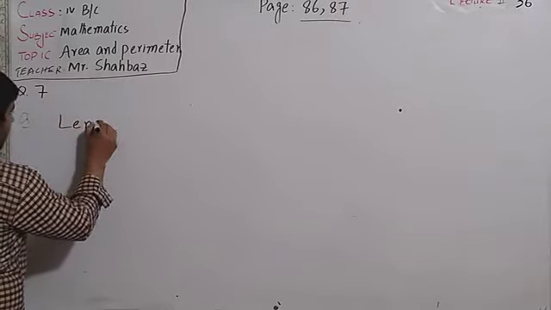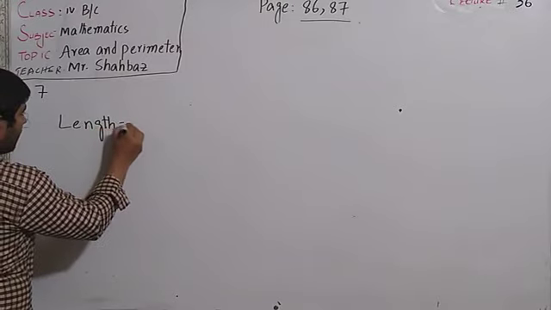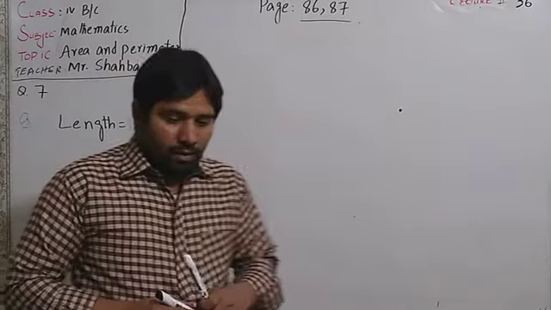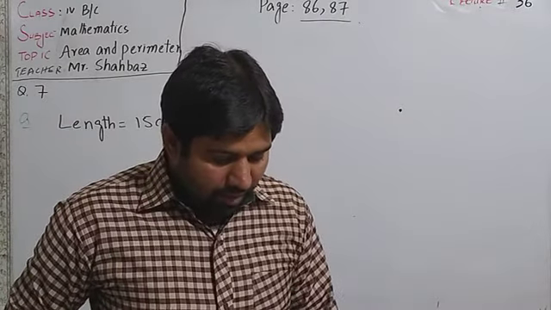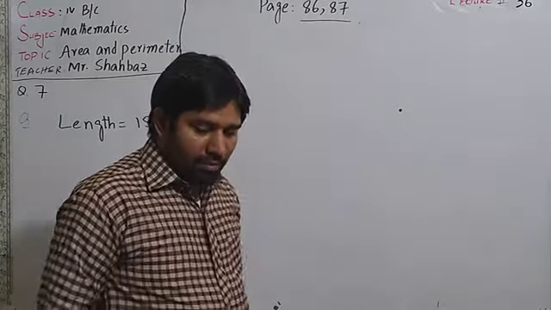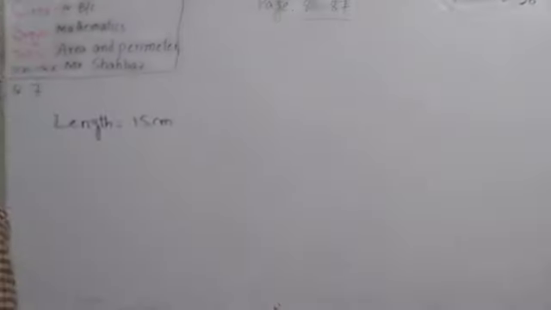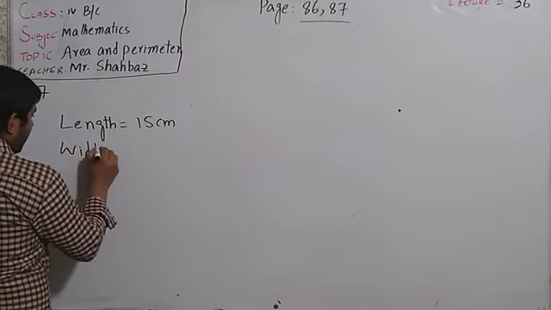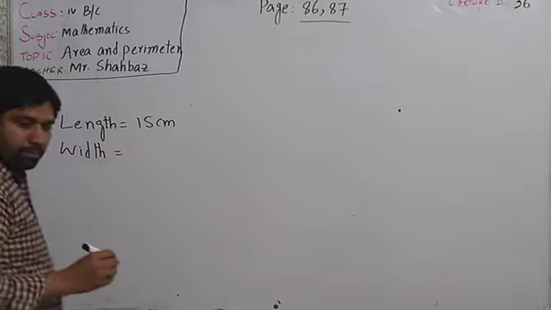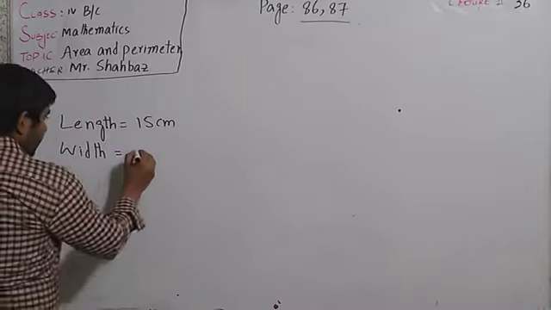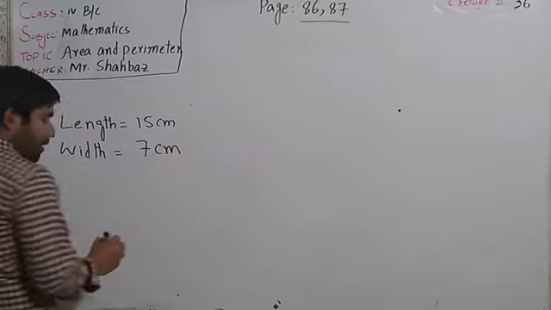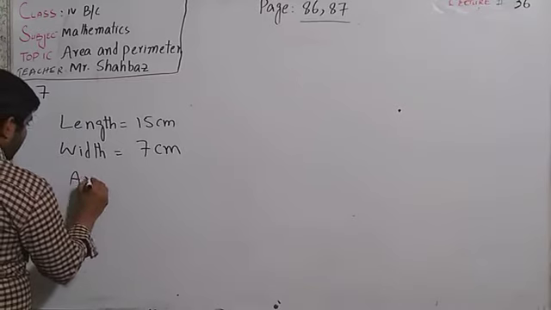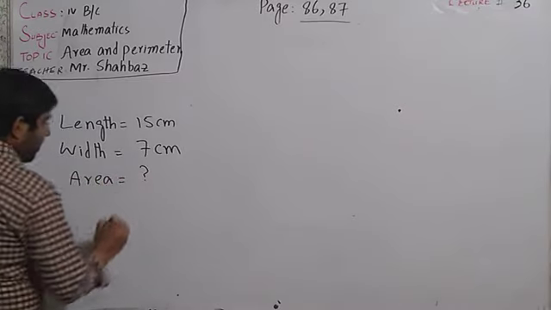Length is equal to 15 centimeter. And 7 centimeter wide. Wide means width or breadth. You can say width or breadth. Width is equal to 7 centimeter. The question is, what is its area? We have to find the area. Area is equal to question mark.